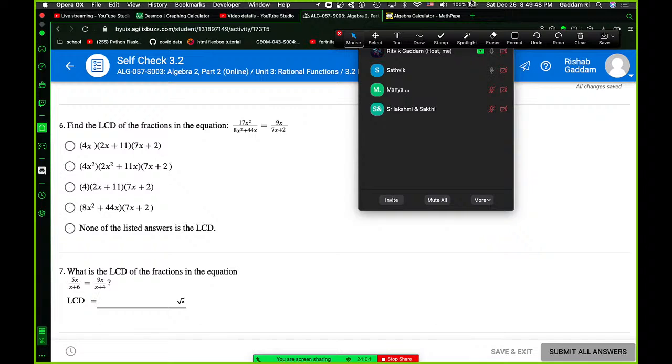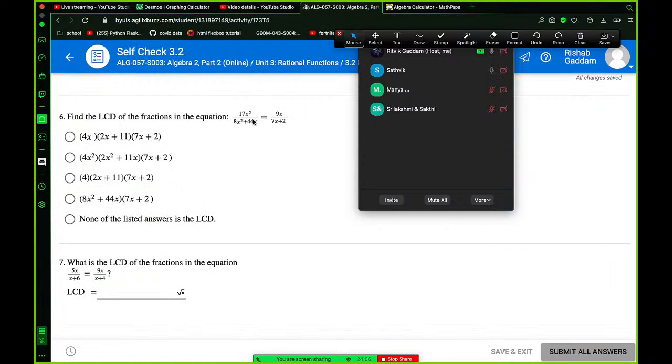What question are we doing? Number 6. This one's easy. What does LCD mean? Least common denominator. Basically, it's just asking you to multiply these. Kind of. Oh, okay. Can I have time to solve it, and then can I tell you how I solved it? Yeah, sure.